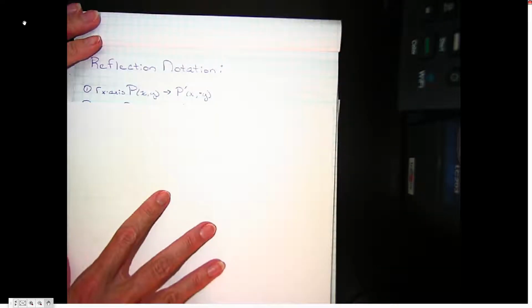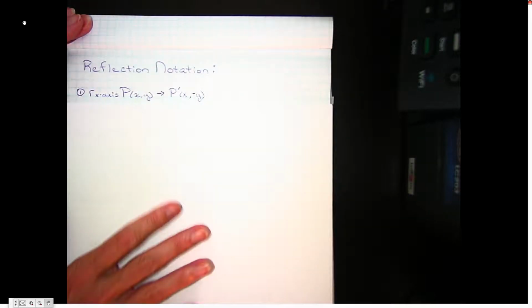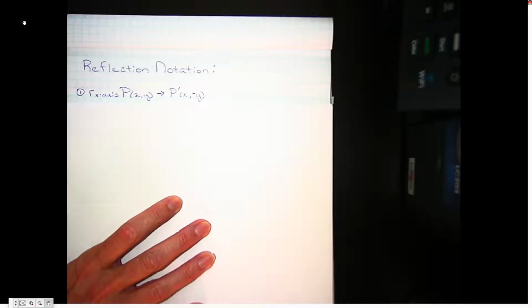Okay, so let's talk about notation. So notation is kind of a shorthand way for writing reflections, and so you'll see this a lot on maybe a test or on a worksheet, and you have to be able to read it. And the way that this is read is this lowercase r, okay, stands for reflection.